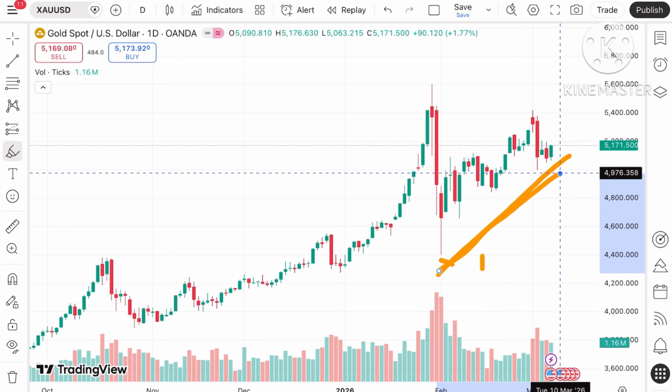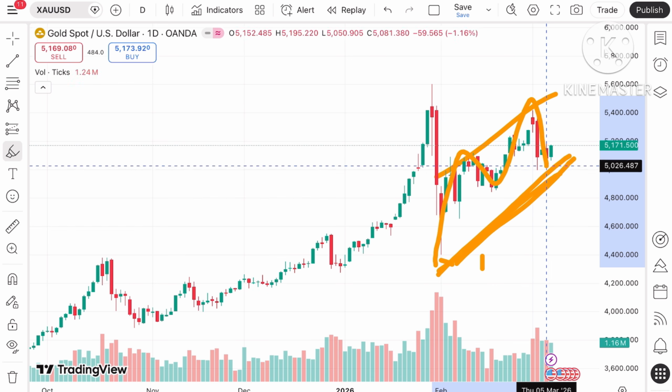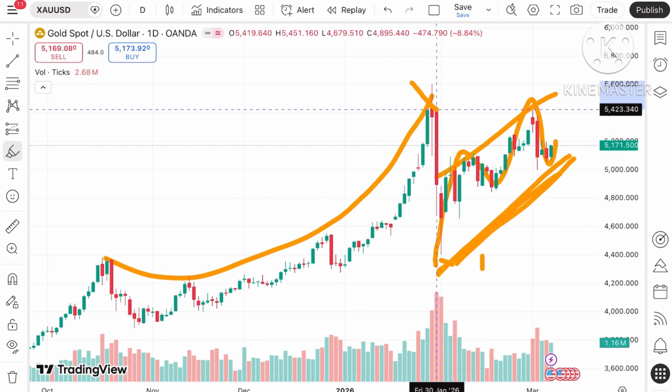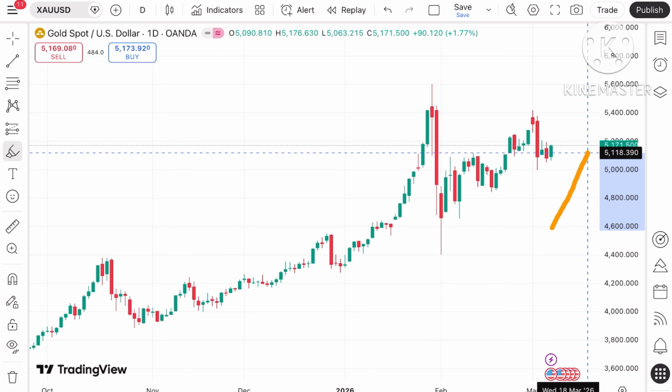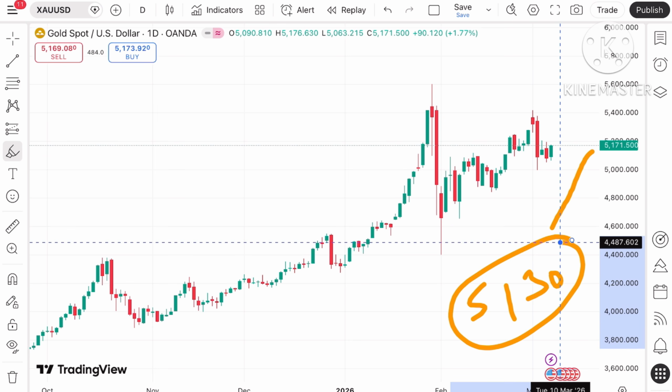4395, it is trying to go upside, but we have seen this is the particular pattern it is trying to follow. Okay, and this is the clear U pattern has formed. After that there is a downfall, so we can see there will be an upside if the price keeps moving above 5130. Okay, it is currently trading around $5171.5, and chances will be very high.